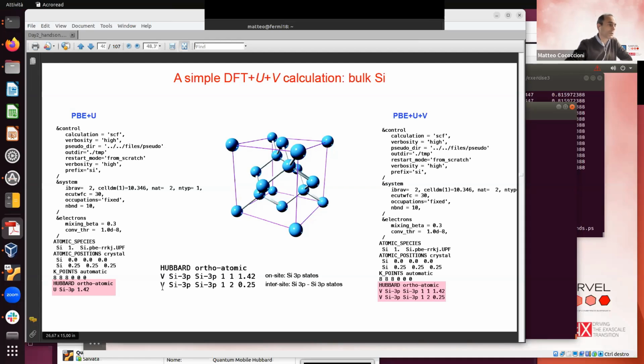Then you can also put a second nearest neighbor V. That's not forbidden, of course. But here it's more complicated, and we'll come to this a little bit later, because the second nearest neighbor is not in the same unit cell anymore. So you need to know what this number would be for the second nearest neighbor, and I will tell you a little bit later. So here is the input file, exactly the same as before, except for this change in the Hubbard card.